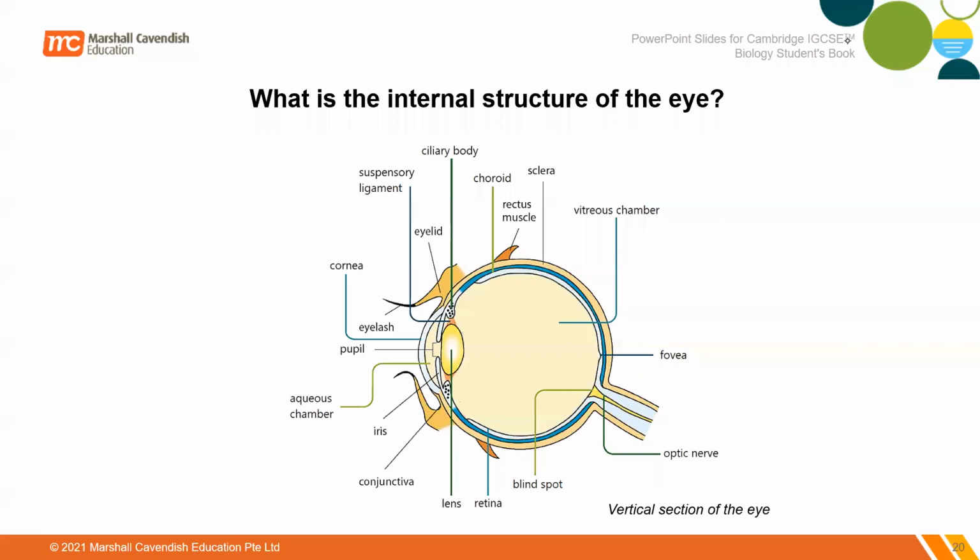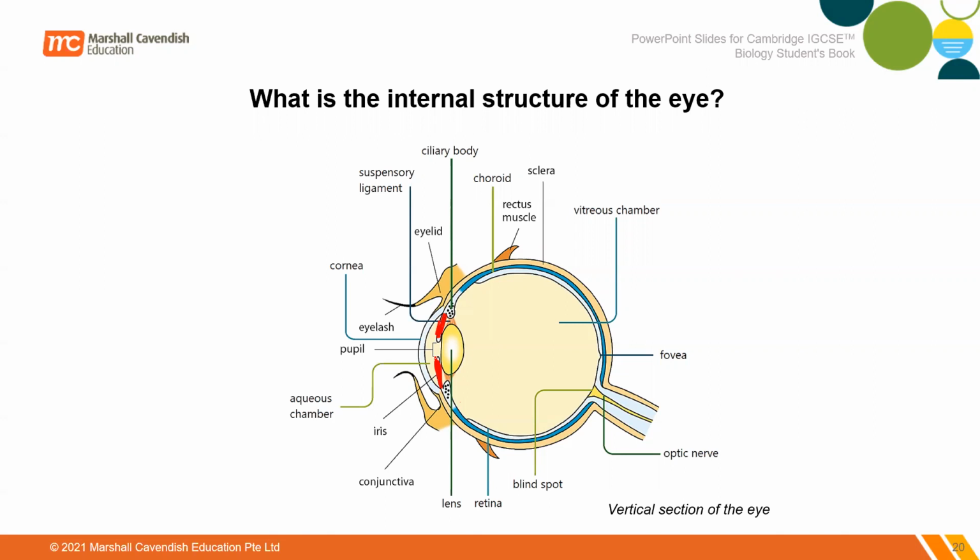Then the pupil and the iris. This area is the iris, and it contains two types of muscles, circular muscles and radial muscles, to control the size of the pupil. I will talk about the size of the pupil and how our muscles respond in the next slide.